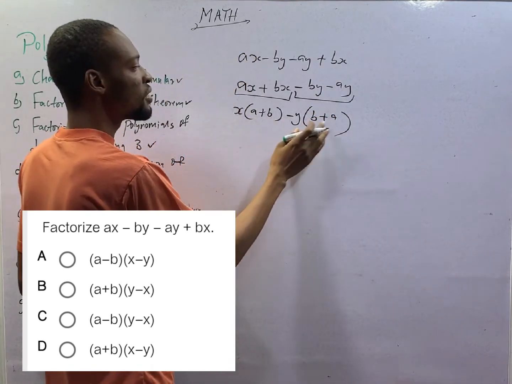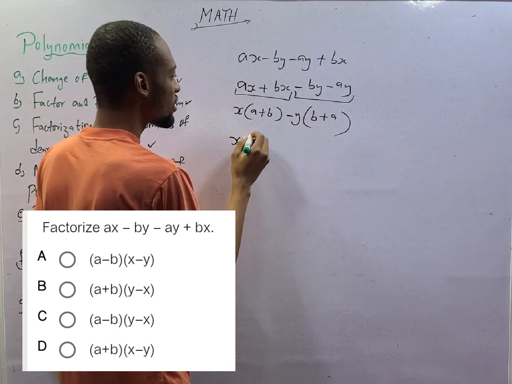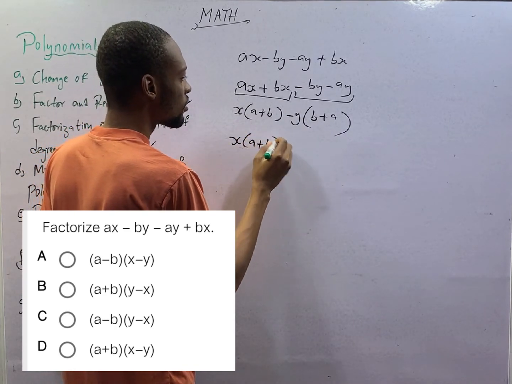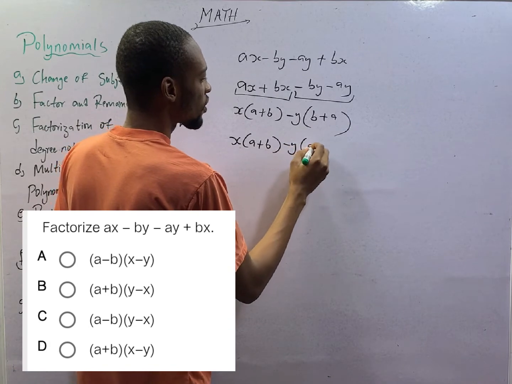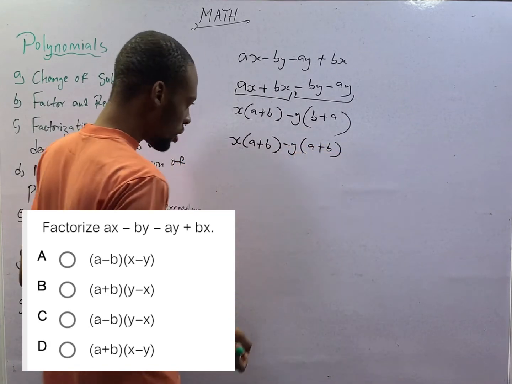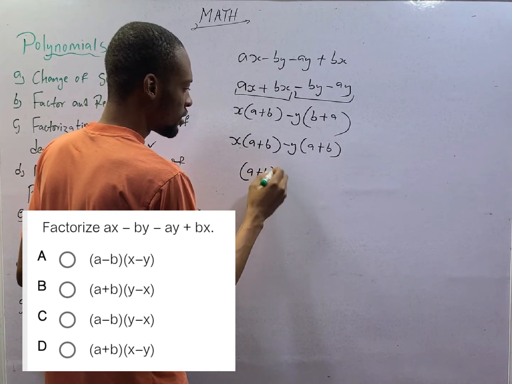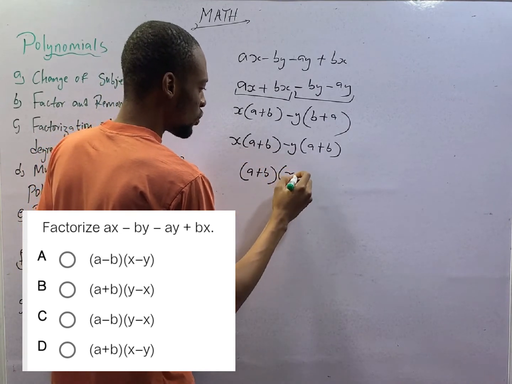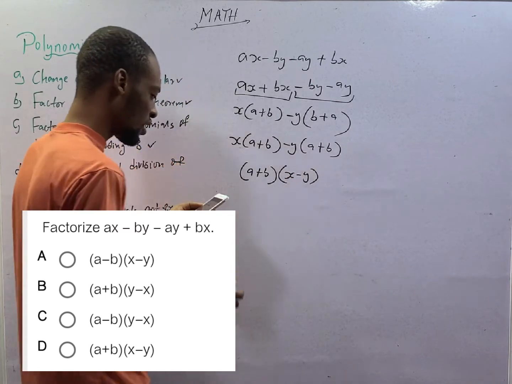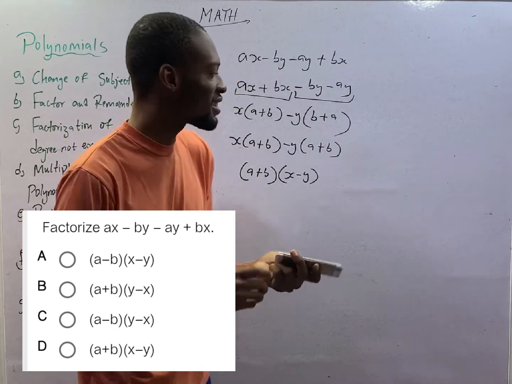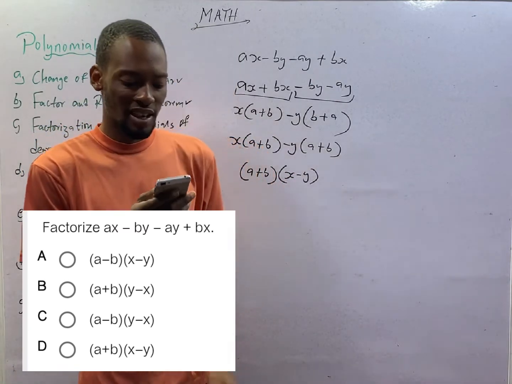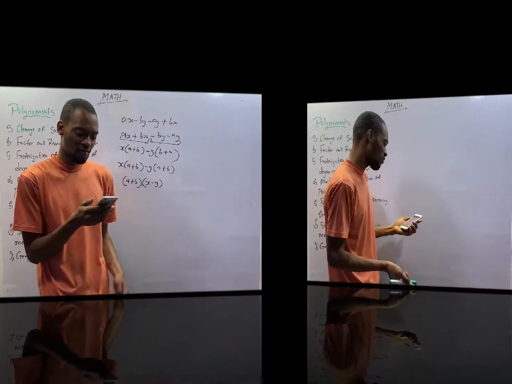a plus b is the same thing as b plus a. So this is s, a plus b minus y, a plus b. This and this are the same. We pick one, a plus b. Then outside the bracket we have s minus y. That is a plus b, s minus y, the factorized polynomial as seen in option D.